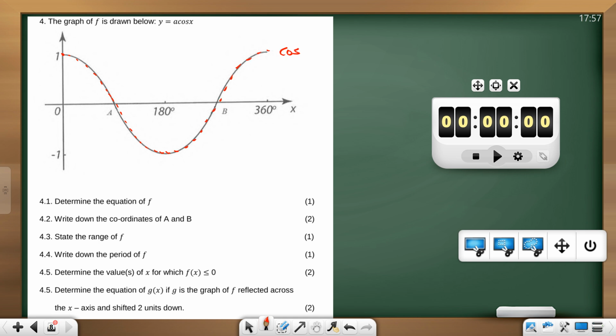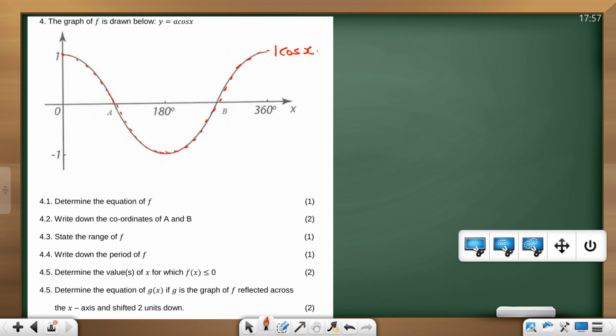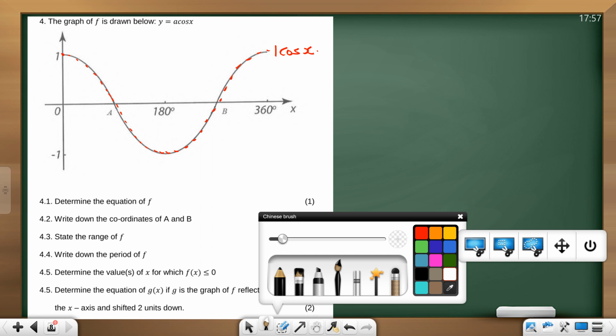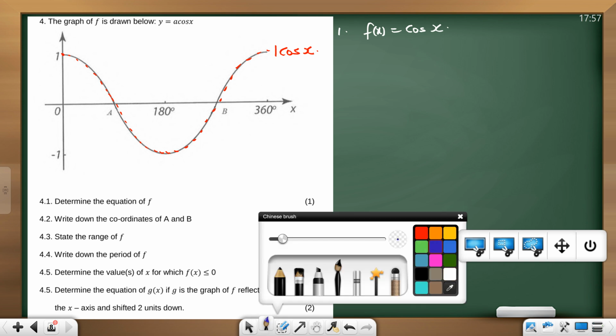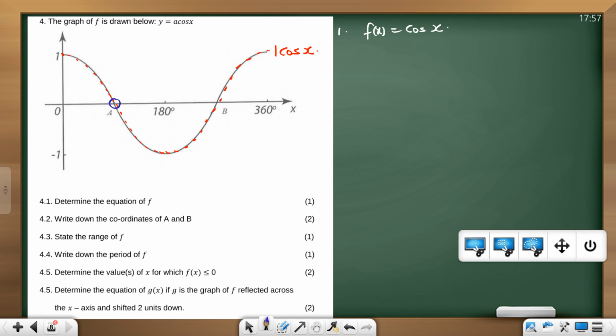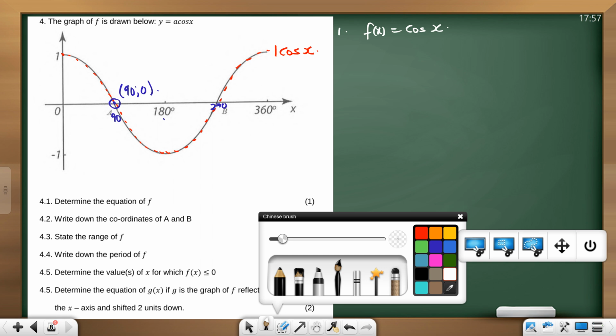So this is the graph of 1 cos x, because my a is 1, because it is the exact mother graph. I hope that makes sense. So number 1, f of x is simply cos x. And if you are not sure of what a is, let me show you what to do. Look at that value. That's 90, because you have 90, 180, 270, and 360. Now, what is the coordinate of that point? x is 90 and y is 0.